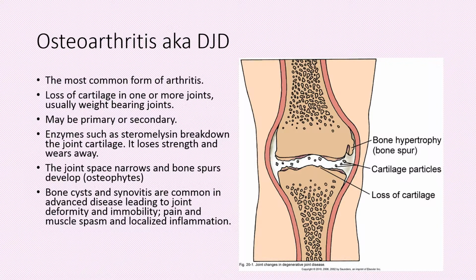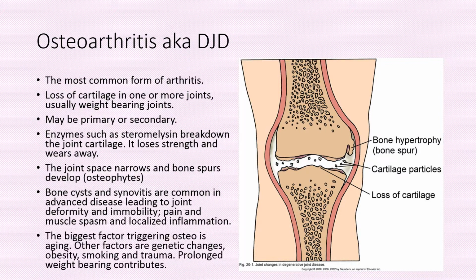Bone cysts and synovitis are common in advanced disease, leading to joint deformity and immobility, pain and muscle spasm, and localized inflammation. The biggest factor triggering osteoarthritis is aging. Other factors are genetic changes, obesity, smoking, and trauma. Prolonged weight bearing contributes.